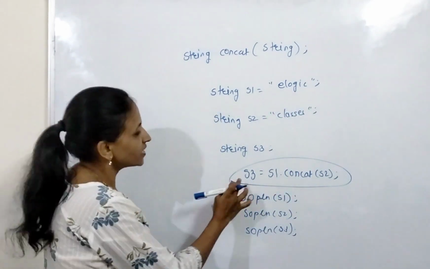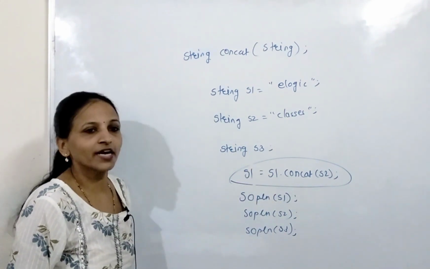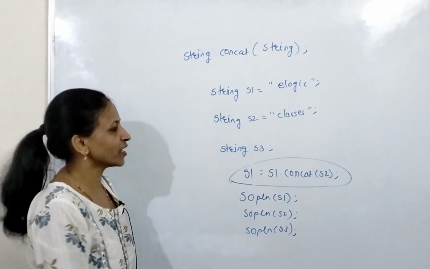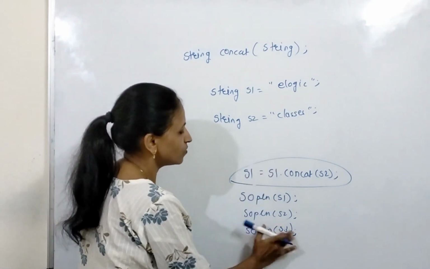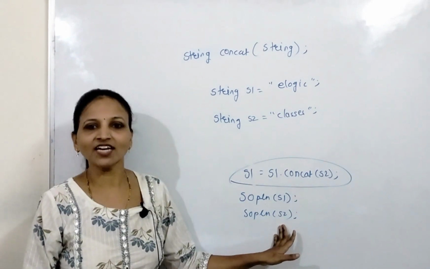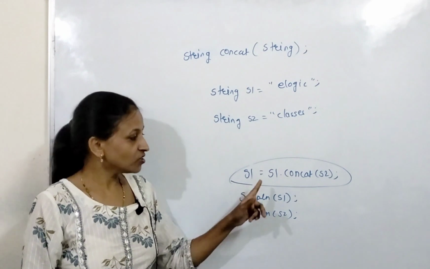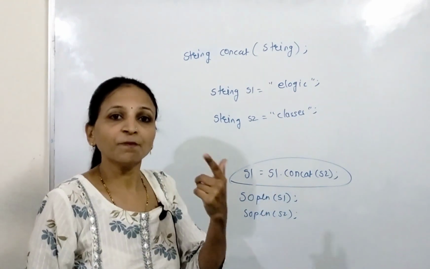Getting? Now, here also you can write like this. See, S1 equals S1 dot concat S2. This is again okay. Now in S1 you will get eLogic classes. In S2 you will get only classes. Getting? Here I am writing S1. Now the same thing you can achieve using the plus operator.